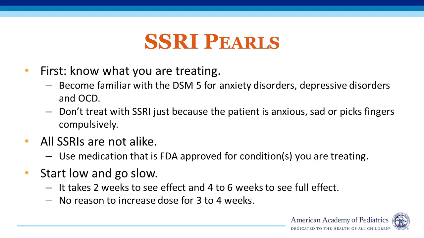Know what you're treating before you use an SSRI. We want to make a diagnosis according to the DSM-5, and it's fairly easy to look those up these days. They're not all alike, and they're not all approved for the same indications. And start low and go slow. It takes 4 to 6 weeks to see full effect.